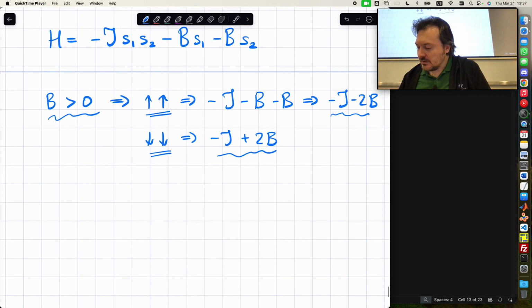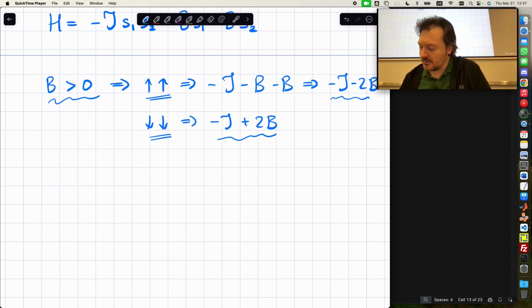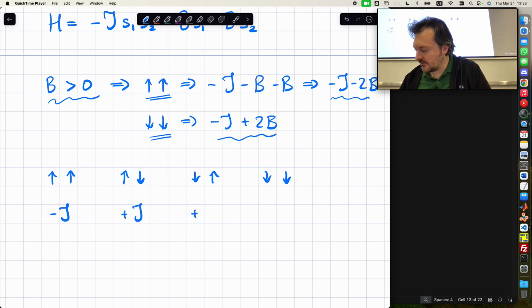Now, how can it be a model of magnetization? Let me tell you. Even now we see something going on, even with two spins. Look, forget about magnetic field: up, up; up, down; down, up; and down, down. This has energy of minus J, this has plus J, minus J.